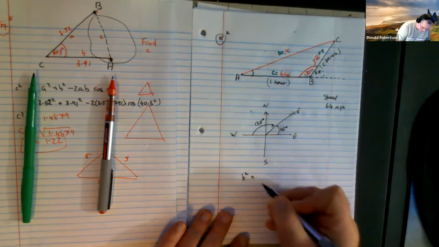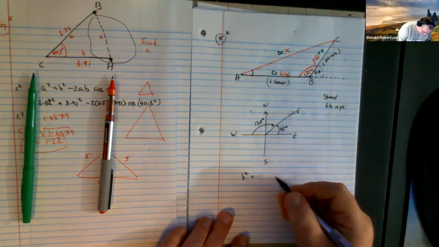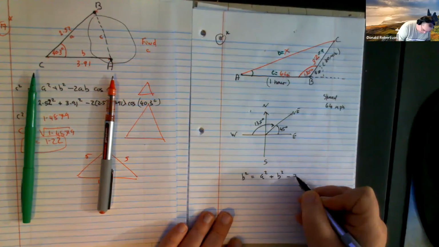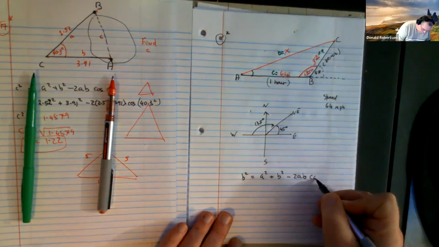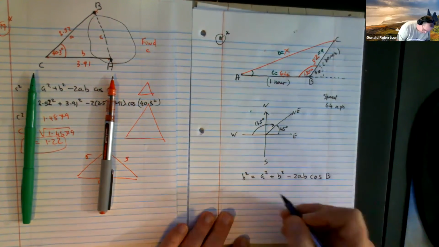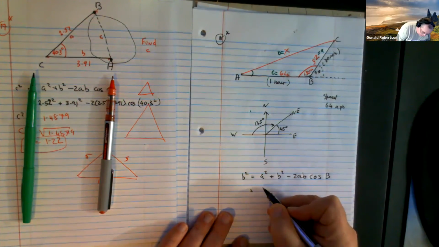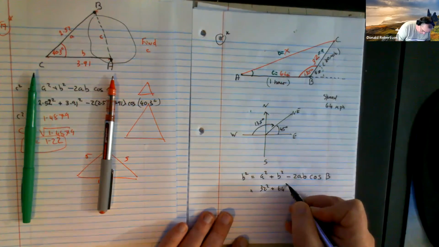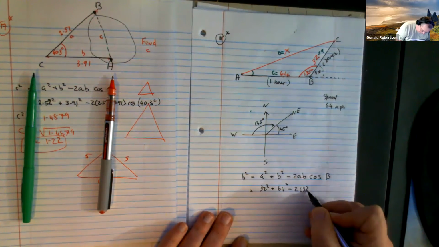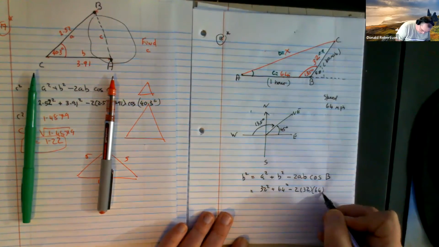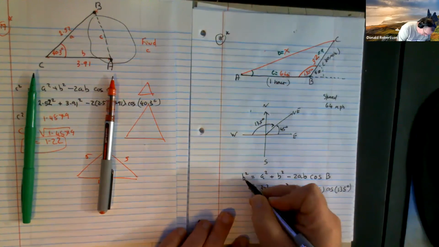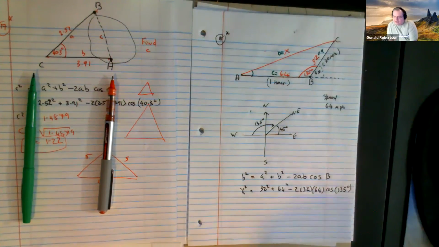So b squared. And the formula then is going to be a squared plus b squared, take away 2ab cosine of B. And a happens to be 32. B happens to be 64. 2 times 32 times 64 times the cosine of 135 degrees. And b is going to be x squared. It's okay if I turn it into x's now because b is x.